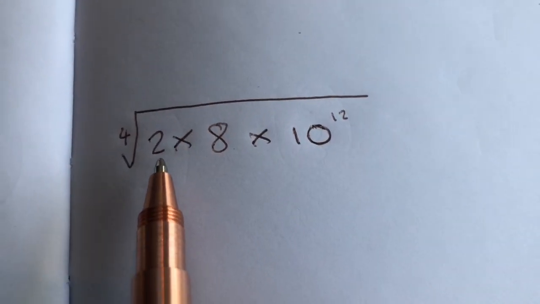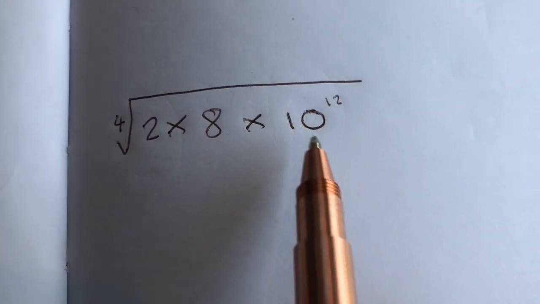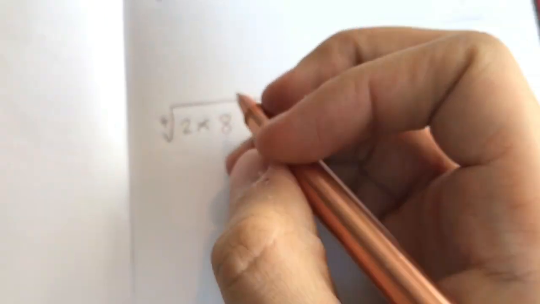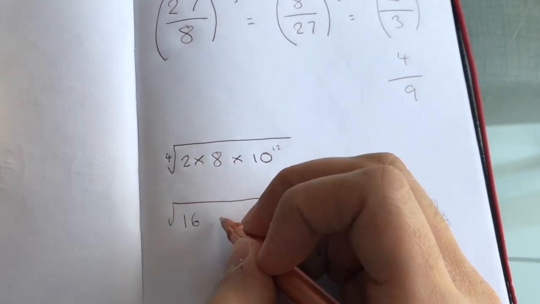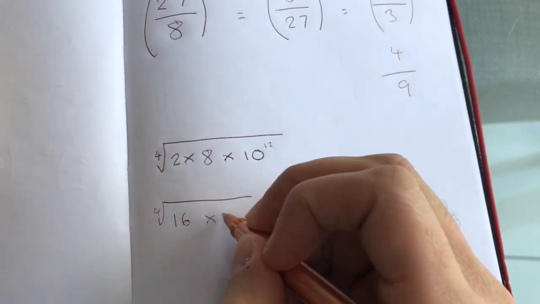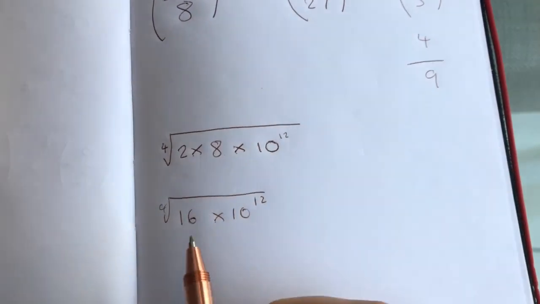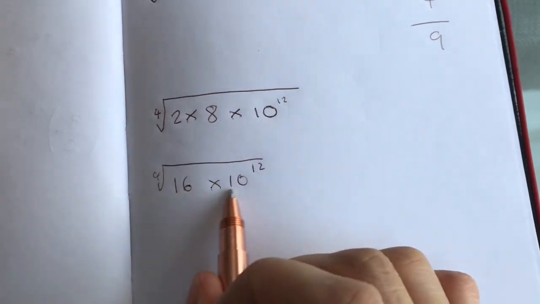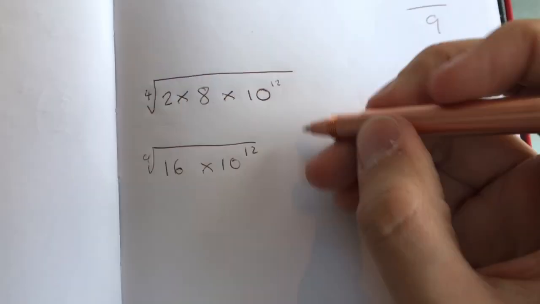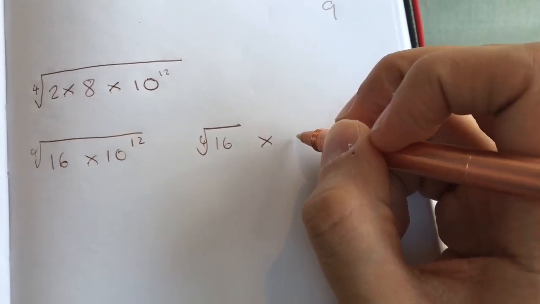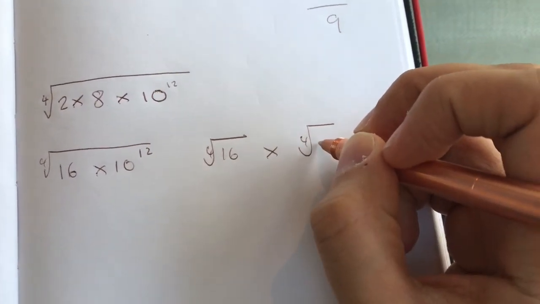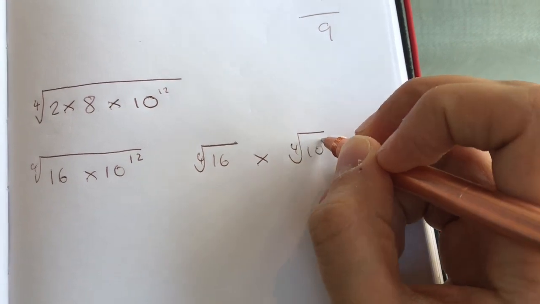Something like this can seem fucking horrible, but here's how we do it. First of all, we want to combine these two numbers. Leave this 10 to the power of 12 for a second. So that will become fourth root of 16, times 10 to the 12. Now, because these two numbers are times, we can actually split this root and get the fourth root of 16 times the fourth root of 10 to the 12.